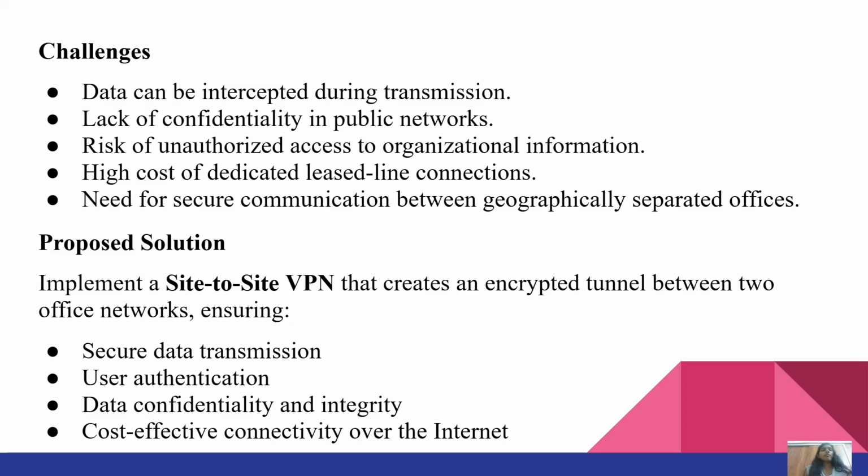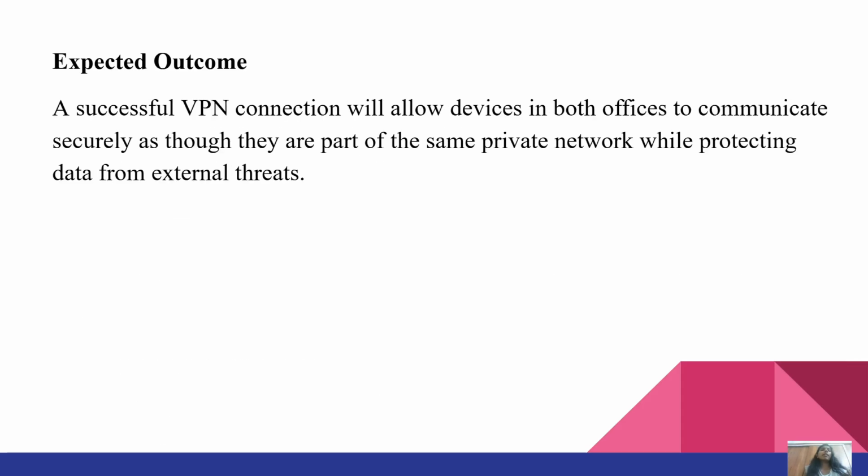Proposed solution: implement a site-to-site VPN that creates an encrypted tunnel between two office networks, ensuring secure data transmission, user authentication, data confidentiality, and integrity. Cost efficient connectivity over the internet. Expected outcome: a successful VPN connection will allow devices in both offices to communicate securely as though they are part of the same private network, while protecting data from external threats.